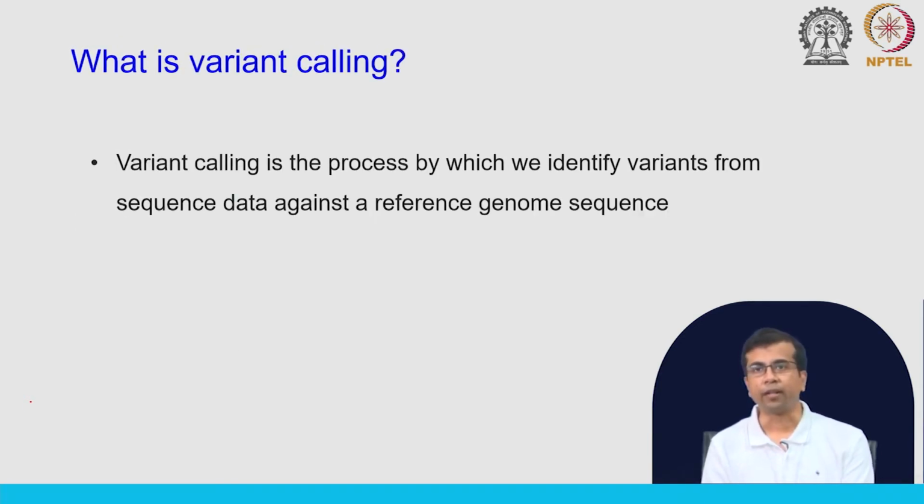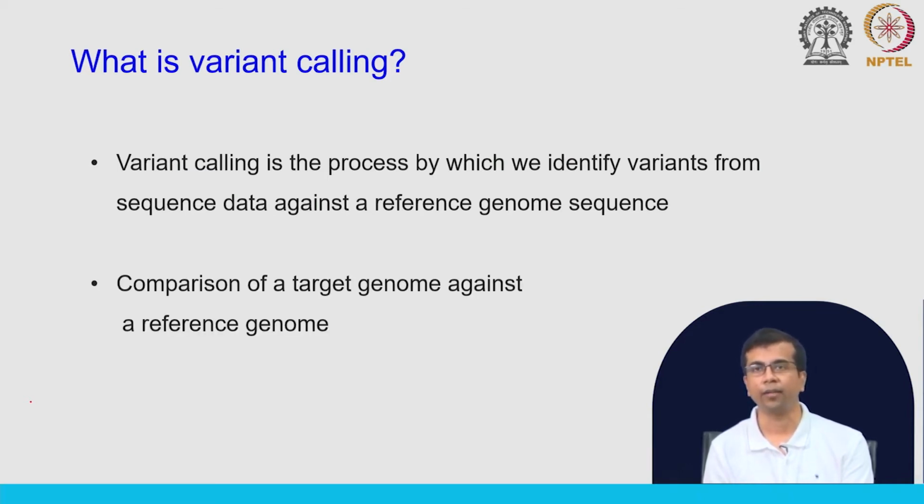So, what is variant calling? Variant calling is the process by which we identify these variants from the sequence data that we have against a reference genome sequence. So, we need the reference data, we do the mapping and then we do the variant calling. And as you can probably understand, this is a comparative analysis, which means we do a comparison of a target genome against a reference genome.